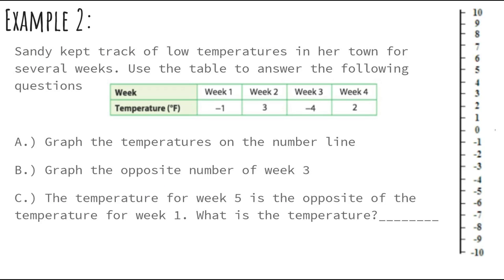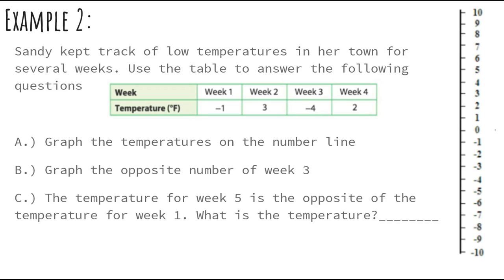It says Sandy kept track of low temperatures in her town for several weeks. Use the table to answer the following questions. So they gave us this table with the low temperatures. Temperatures can be below 0, so they're shown with negative numbers. Temperatures above 0 are shown with positive numbers. Only in really cold places do you get temperatures that are below 0 for extended periods of time.